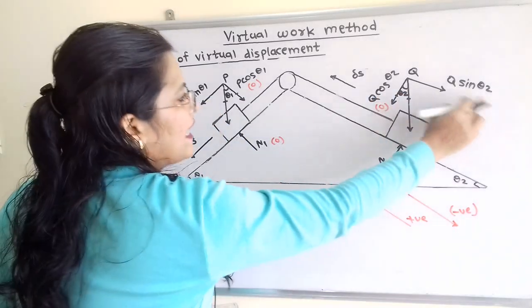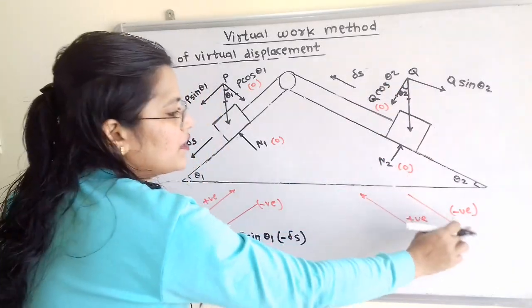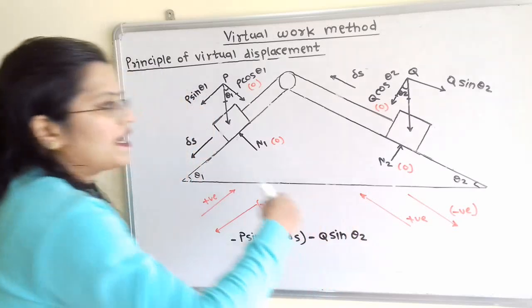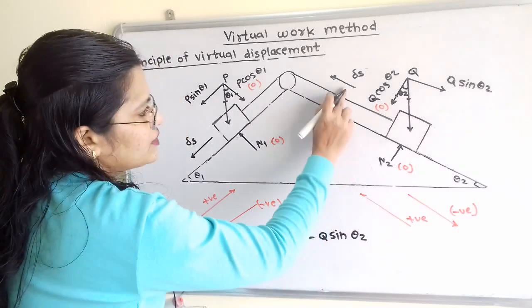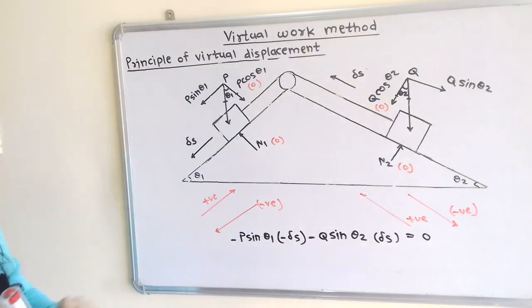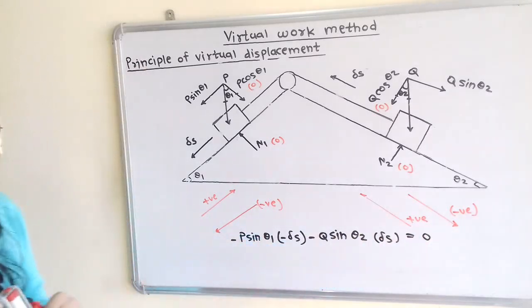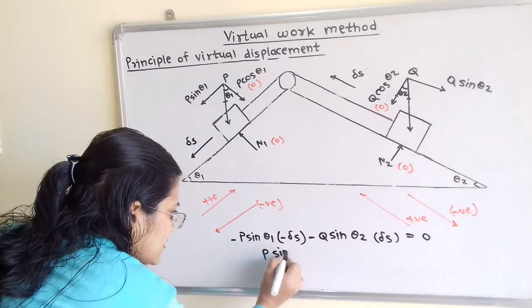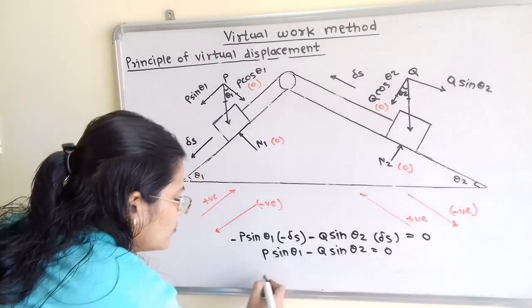Now next is Q sin theta 2. If we observe the direction, here is the direction, so we will take minus Q sin theta 2 multiplied by the displacement. If we observe the displacement, here is the direction, so for this direction we will use the positive sign. So here, the total is delta S equal to 0. Now we will take delta S as a common term, and it is not equal to 0. If we transfer this to the right hand side, it will become 0, so this minus will become plus. So P sin theta 1 minus Q sin theta 2 is equal to 0.